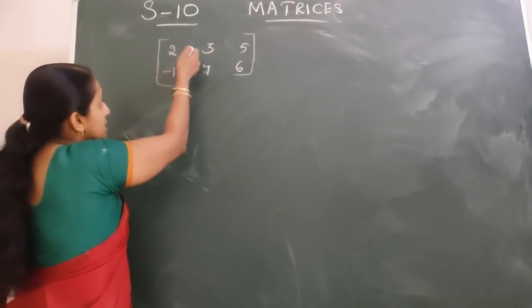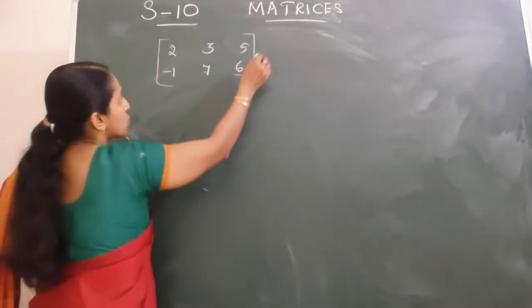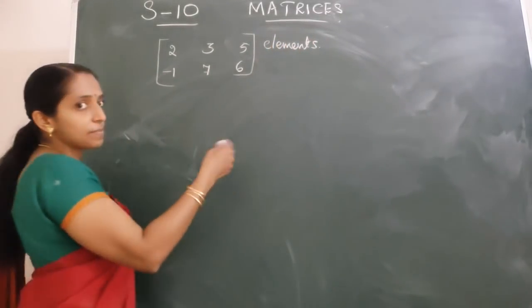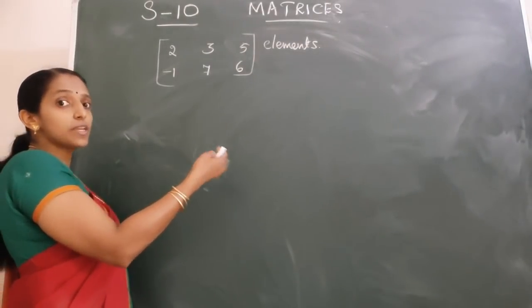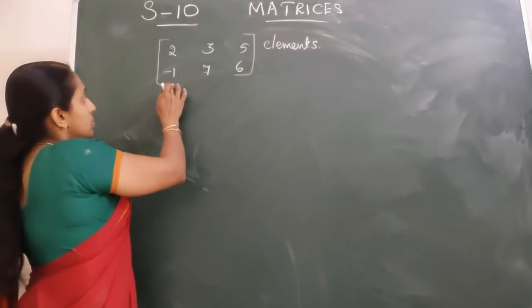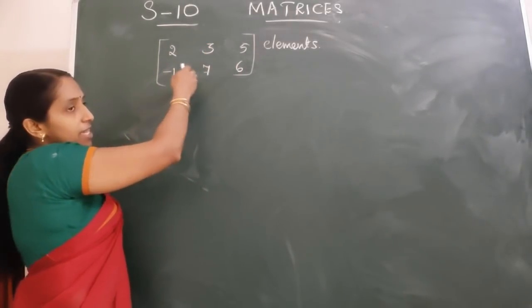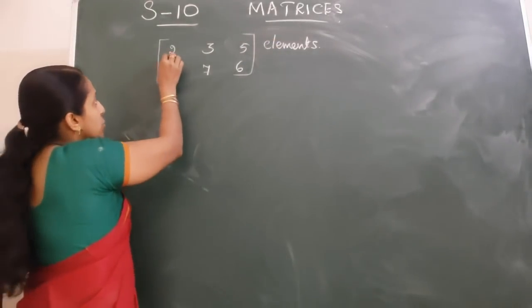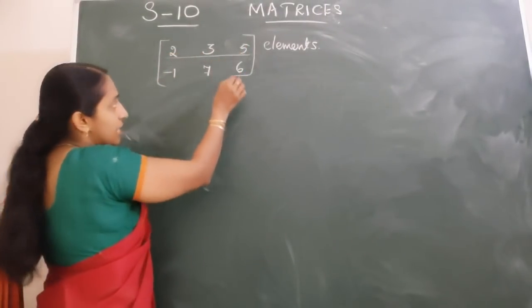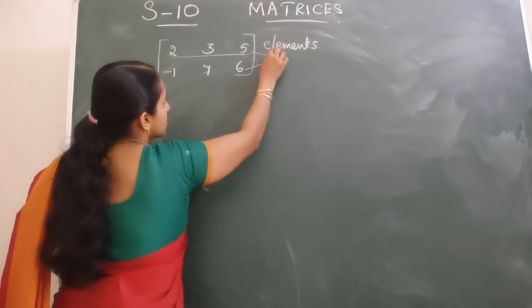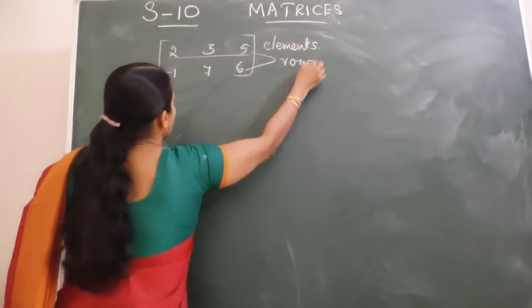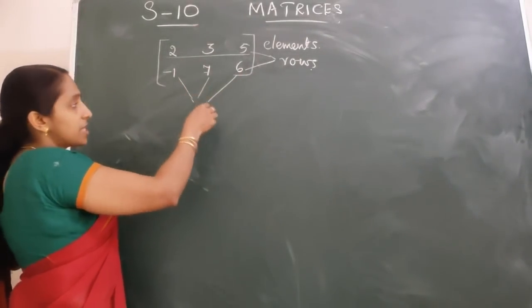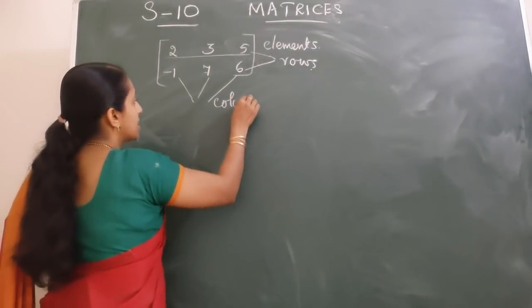These numbers are known as the elements of the matrix. Clear? Elements can be numbers, integers, or variables. Whatever the arrangement inside, those are the elements of the matrix. And the horizontal ways of arrangement are known as the rows of the matrix, and the vertical ways are known as the columns of the matrix.